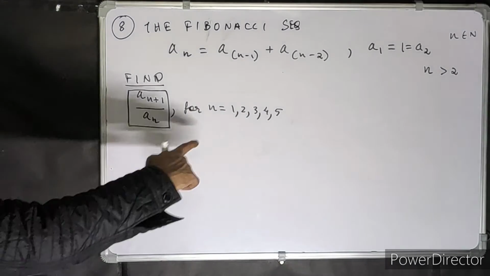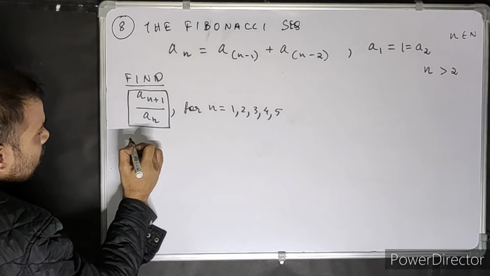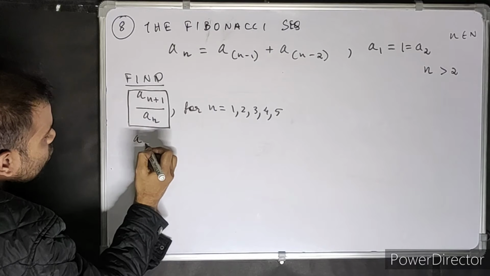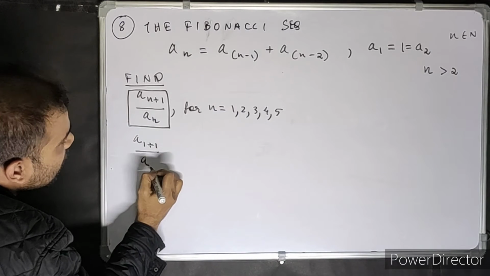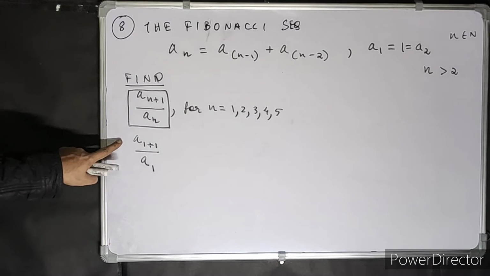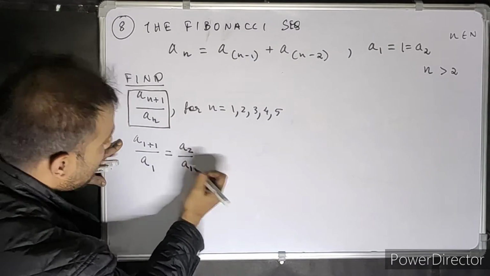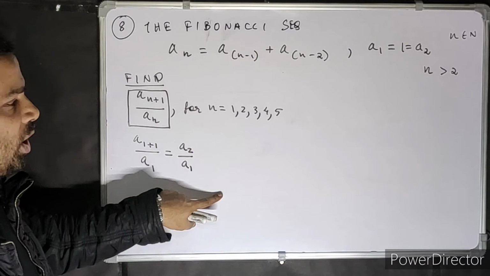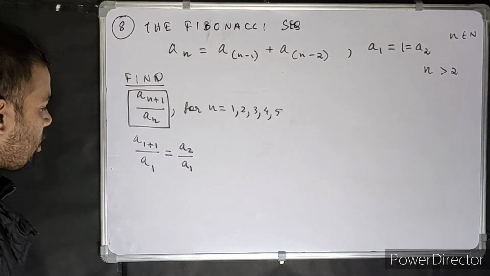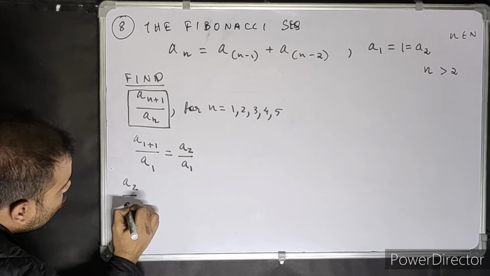So if you start with what you need to find, look at this. Put n equal to 1. So A1 plus 1 divided by A1. So the first one that you need to find is what? A2 divided by A1. This is the first thing that you need to find. Similarly, when you start putting n equal to 2, 3, 4, you can find out the things that you need to find.